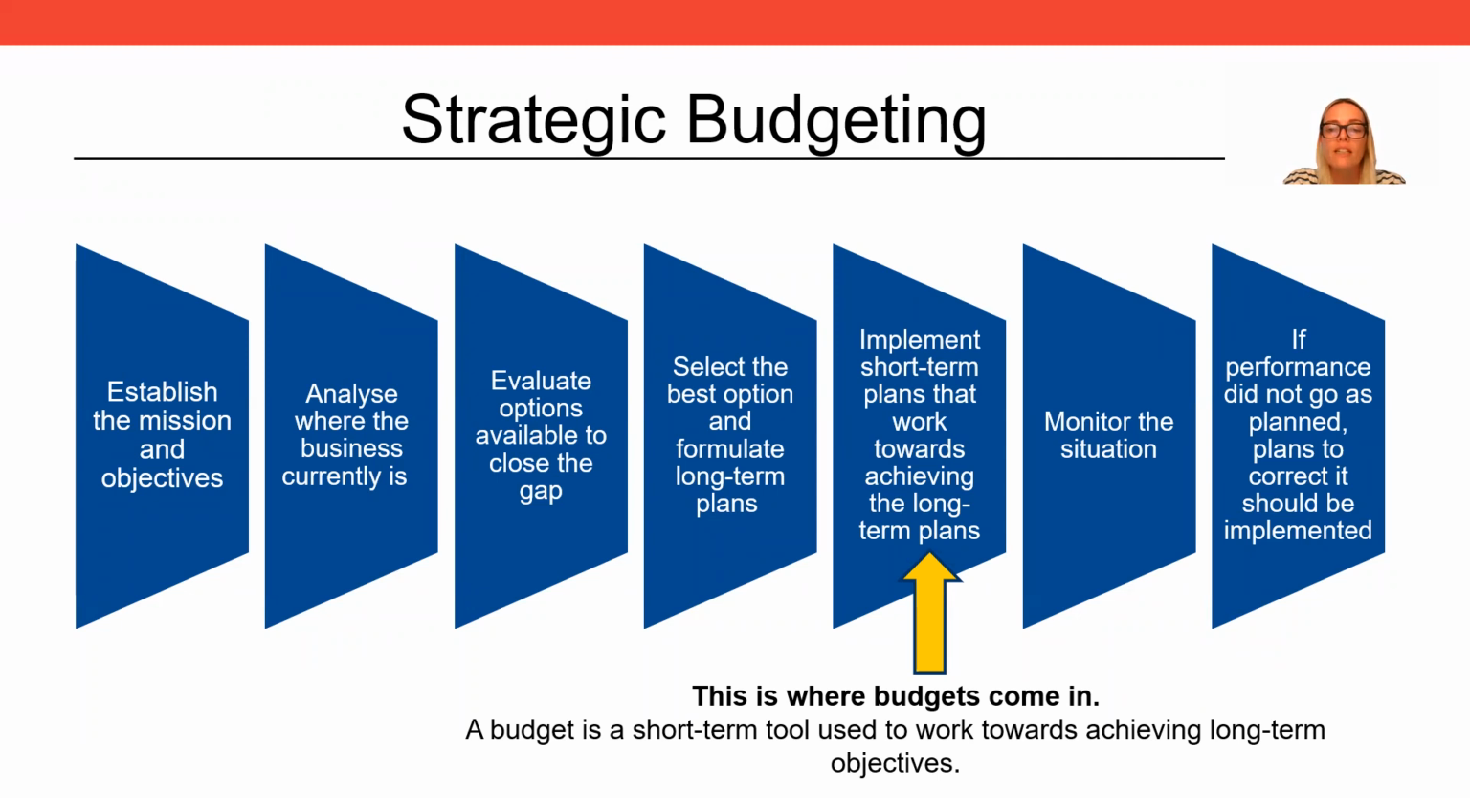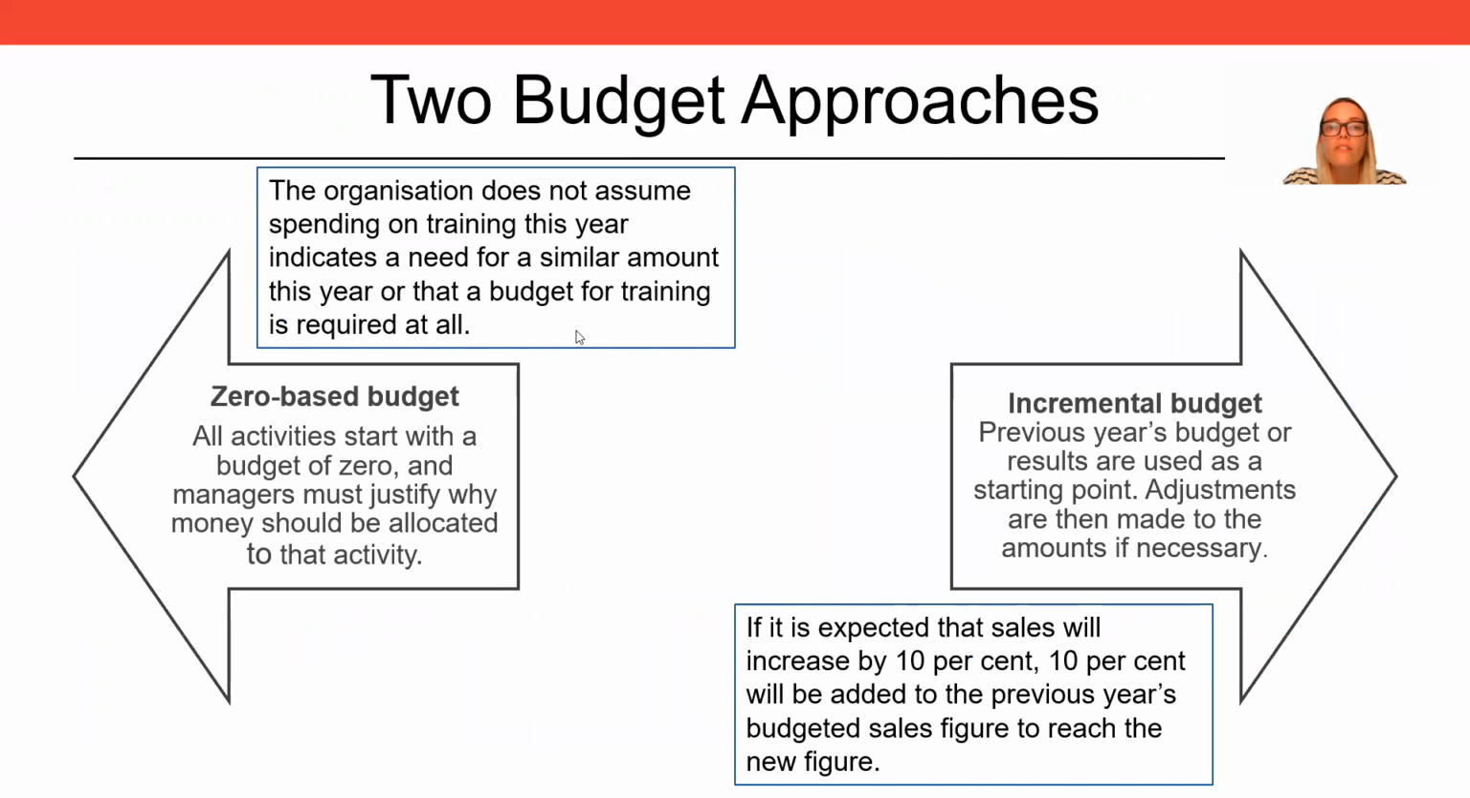So a budget can be seen as a short-term tool that's used to work towards achieving long-term objectives, with budgets usually operating for a period of a year or less. There are two budget approaches that we will think about in the context of core management concepts.